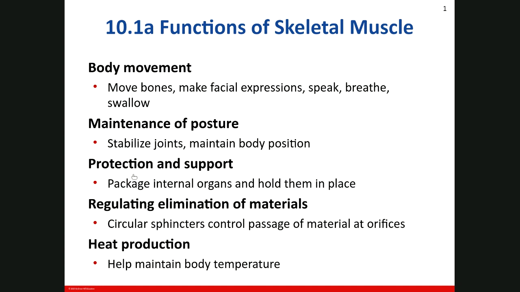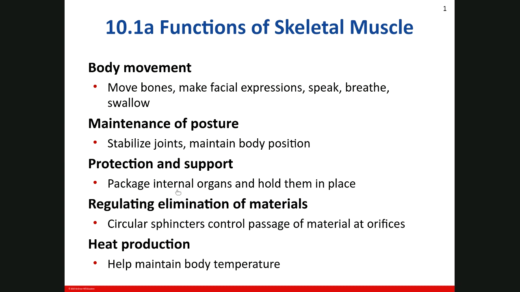It can do protection and support. You know that, for example, the muscles which you have around your abdomen can protect all of your visceral organs. The muscles which you have in the floor of your urogenital system can protect and support the organs you have in your pelvis. So they can package internal organs and hold them in their own place.